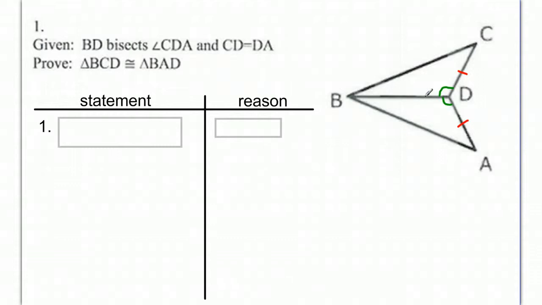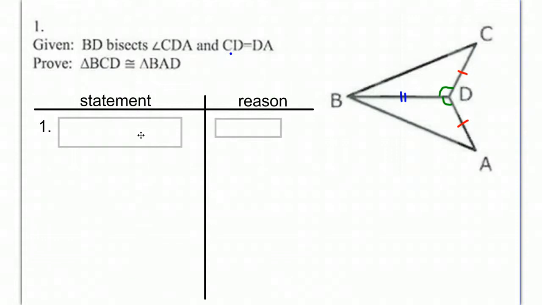I'm thinking that since I have this shared side, this side's going to be equal to itself. And that's going to be by the reflexive property. So before I even write anything down, I'm already starting to see how I'm going to do this. I'm setting my roadmap for how I'm going to solve this proof. And I see that I have two sides given to me directly. I have two angles that I can infer from this bisection. And then I have this shared side that is equal to itself by the reflexive property.